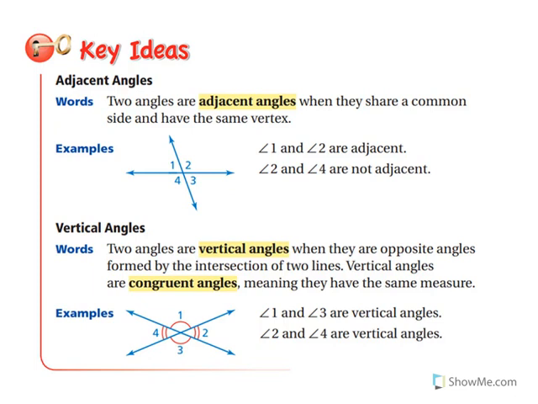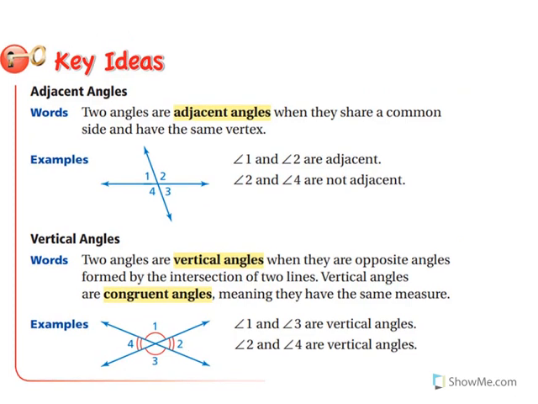Okay, so moving on, we're going to look at 2 different types of angles today. One is called adjacent angles, and the other one is vertical angles. Let's go ahead and start off with the adjacent angles.